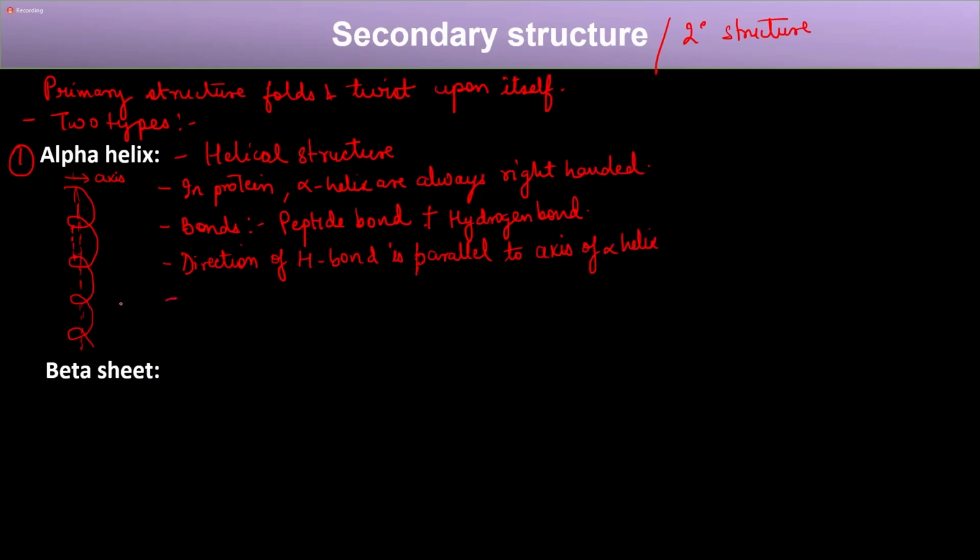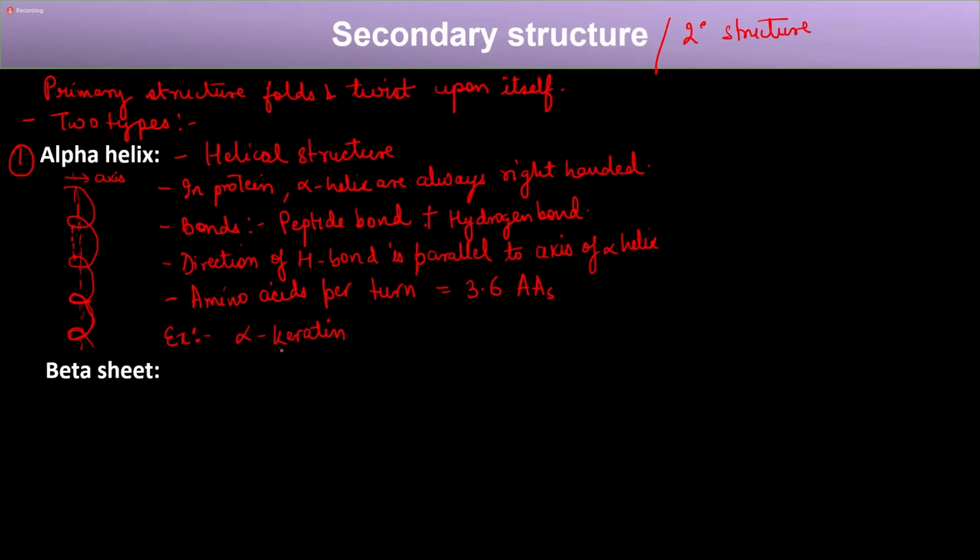Now, if we talk about how many amino acids are present per turn, this is one whole turn. How many amino acids are present from here to here? The amino acids per turn in alpha helix are 3.6. And one example of a protein that exists in this alpha helix conformation is alpha keratin, which is present in our hair.